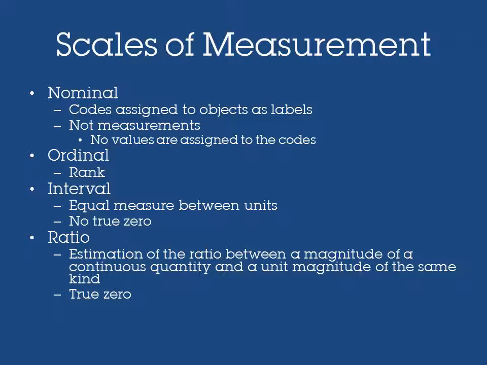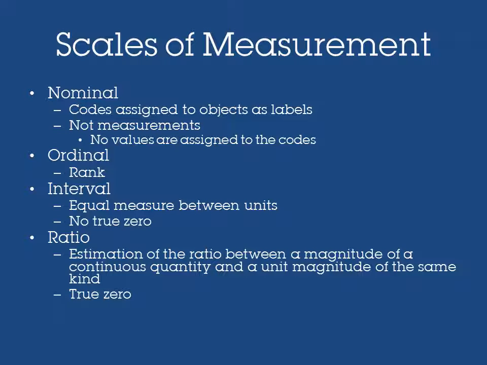The next one is ordinal, so that's rank data, where whether you finish first, second, third, fourth, fifth, 100th. That's that type of data. Interval data is data where there is equal measures between units, and there's not really a true zero. So this is a lot of the data we see when we collect some of our physiologic measures. It's considered interval data. It's along a continuum, and there's no true zero.